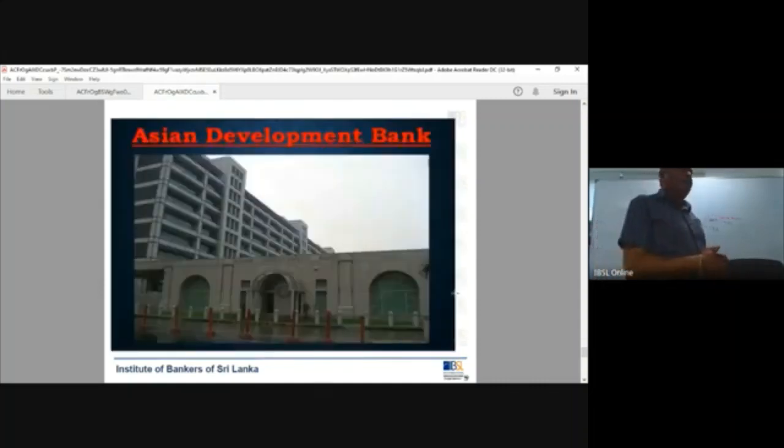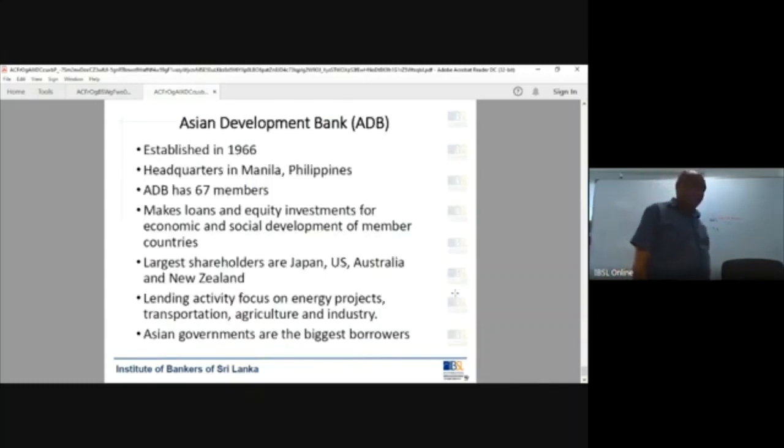Then the last one which I want to discuss is another organization, the Asian Development Bank, ADB. ADB was established in 1966 and the headquarters are in Manila, Philippines. ADB has 67 members, including India. It makes loans and equity investments for the economic and social development of member countries.